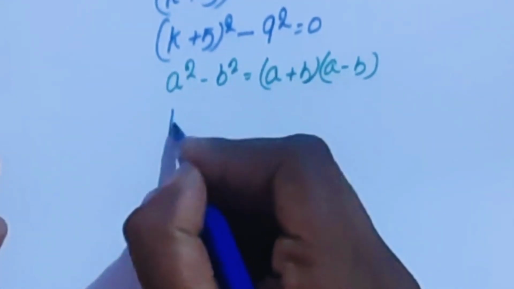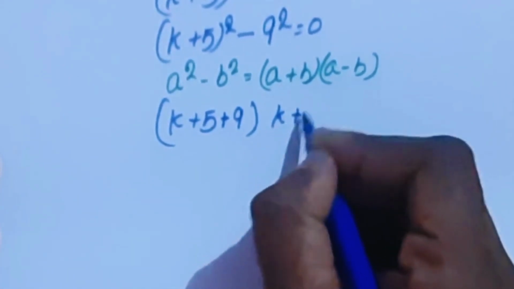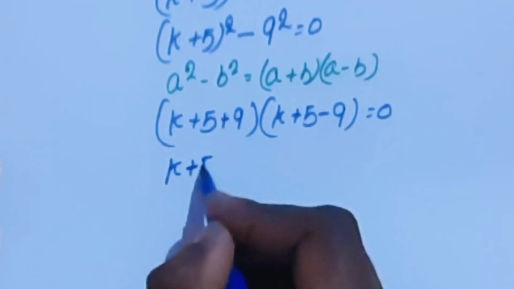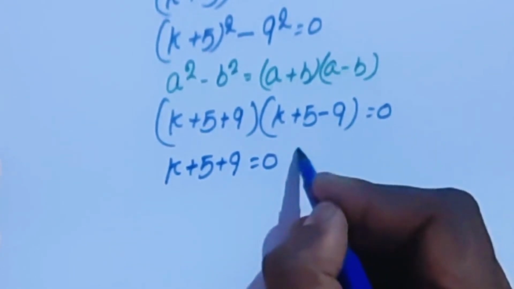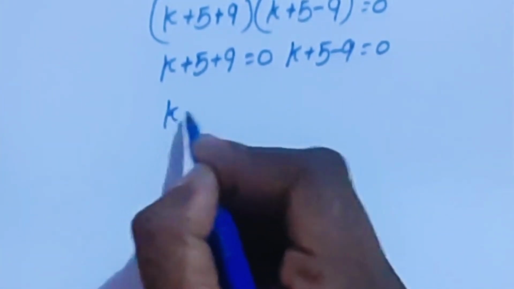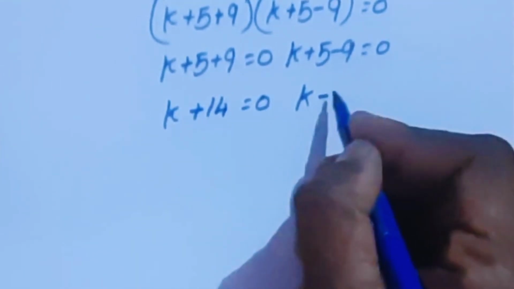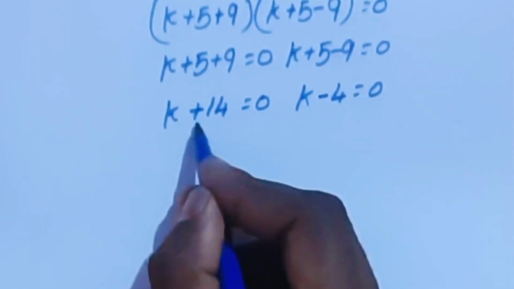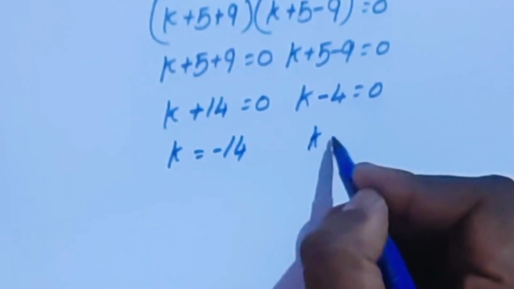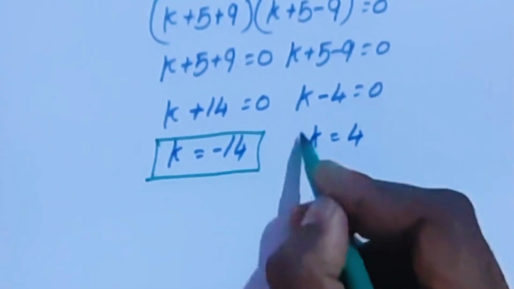So we'll get here (k + 5 + 9)(k + 5 − 9) = 0. Here we have two equations: one is k + 5 + 9 = 0, the other one is k + 5 − 9 = 0. Now here k, this is 5 + 9 is plus 14 equal to 0. Here k − 4 = 0. Here we are moving this plus 14 to the right hand side. So k = −14. From here, k = 4. This is the same answer we got in method 2.